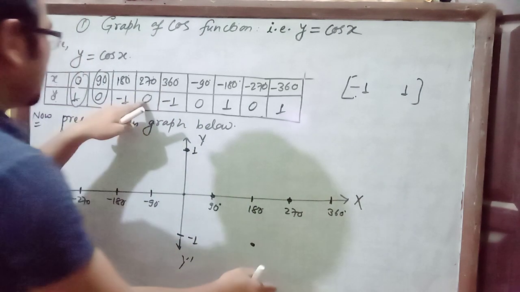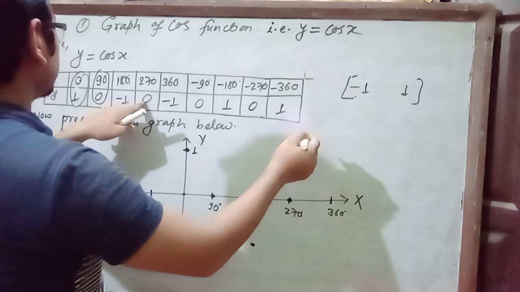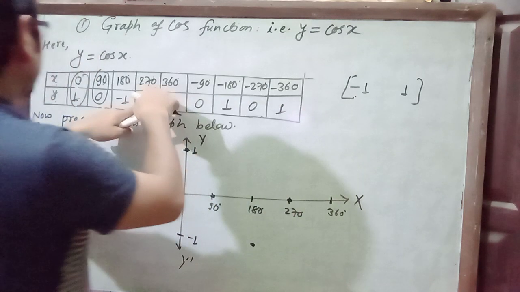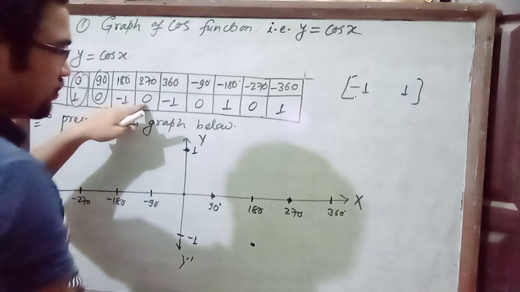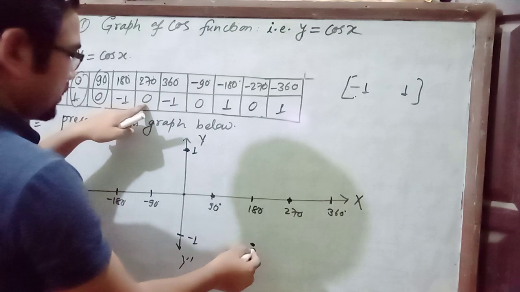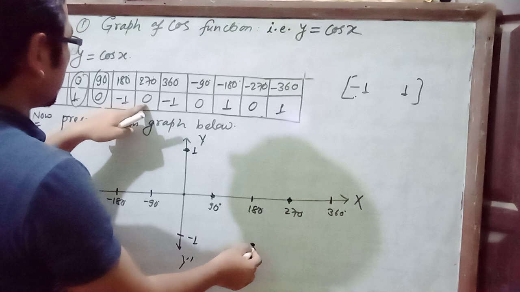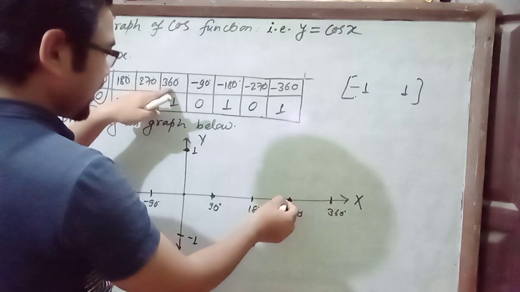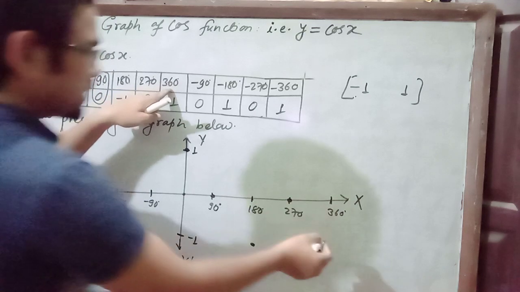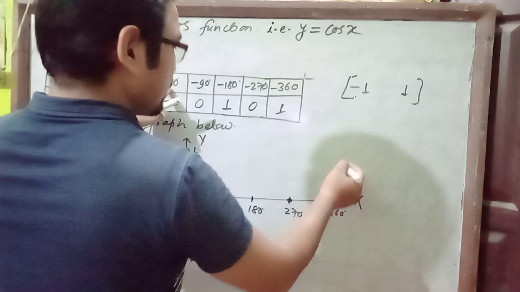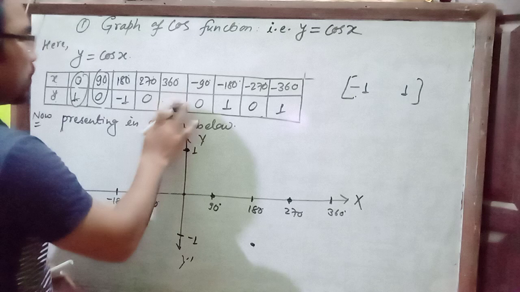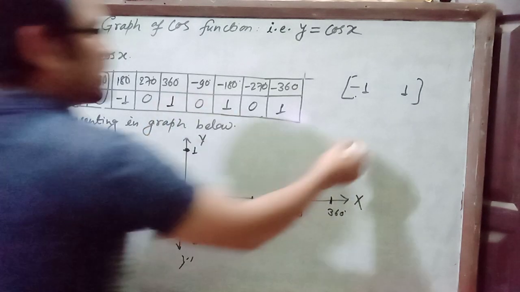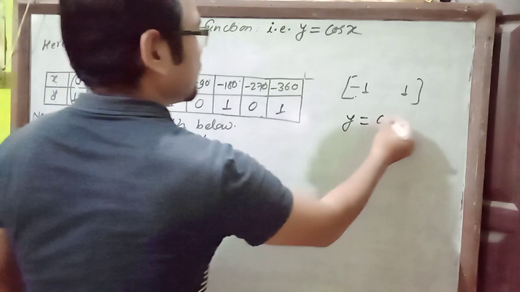270, value of sine, what is cos? Cos 270 value is 0. Cos 180 is minus 1, then cos 270 is 0, it's okay. Cos 360 must be plus 1, right? Cos 360 should be plus 1. You can do y equal to cos x.